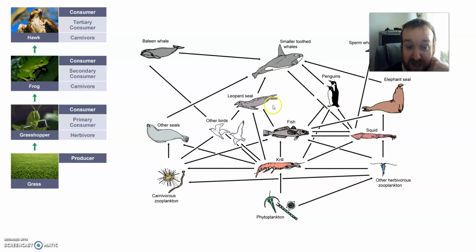Okay, the fish are eaten by leopard seals and penguins, and by elephant seals. Okay, the fish eat the zooplankton and the krill, and some of these other herbivorous zooplankton that eat this phytoplankton. Okay, so this is quite a complex map, quite a complex picture, and it's made up of lots of different examples of food chains.